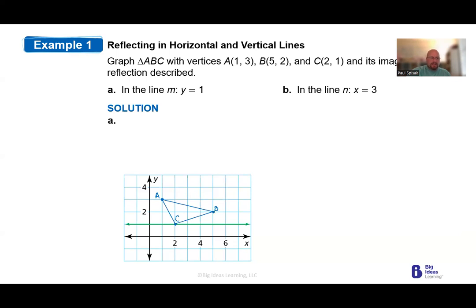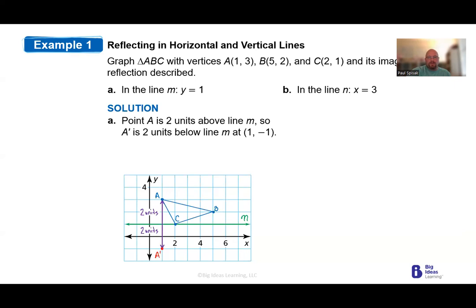Right now it's a horizontal line, so if we go the vertical distance, that'd be the perpendicular distance away. We're going to take A, which is 2 units above the line, and move it 2 units below the line. Then for B, we're only 1 unit above, so we're going to go 1 unit below. So we have our 2 new points there, A prime and B prime.